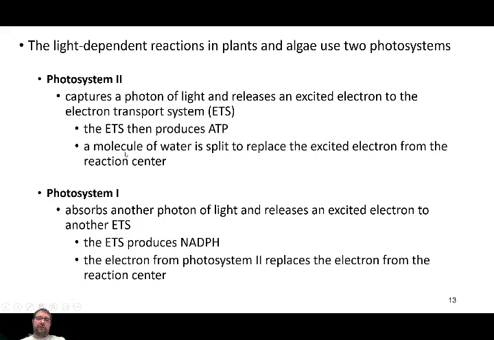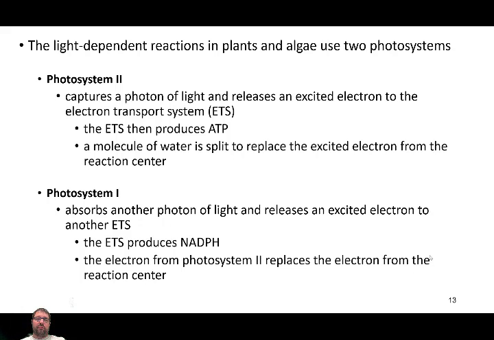The product of photosystem 2 is ATP. The product of photosystem 1 is NADPH. NADPH is an electron carrier. The electron that was excited in the reaction center of photosystem 1 is passed to NADPH, and then that NADPH molecule can be used elsewhere inside the cell or inside the thylakoid. We'll cover each one of these in more detail. I'll show you it in a diagram, and then we'll keep covering it.